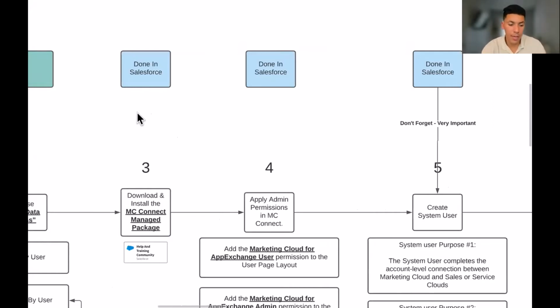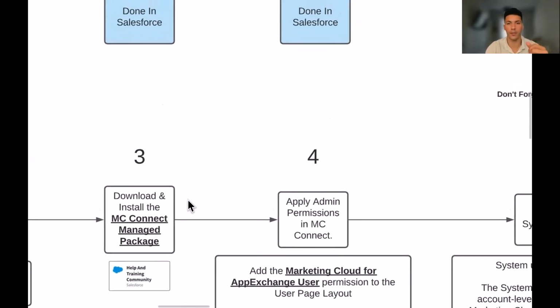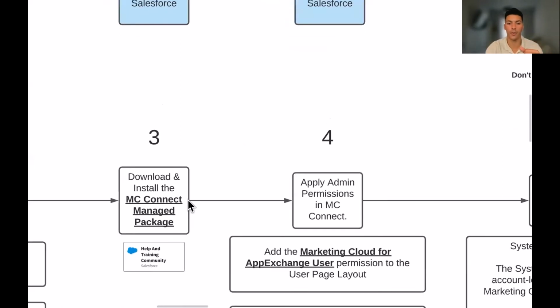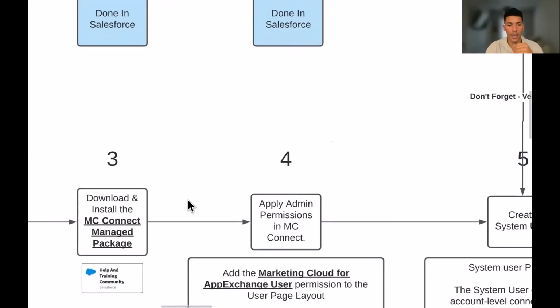So step 3, you want to download and install the Marketing Cloud Connect managed package. Marketing Cloud Connect is just a package you can download from this link right here. I've included the link, so if you need to download it, you just go to this link, open it up, and then download it to your Salesforce org. And it's a managed package, which means when Salesforce updates it, it'll automatically go into your org. So that's done in Salesforce.